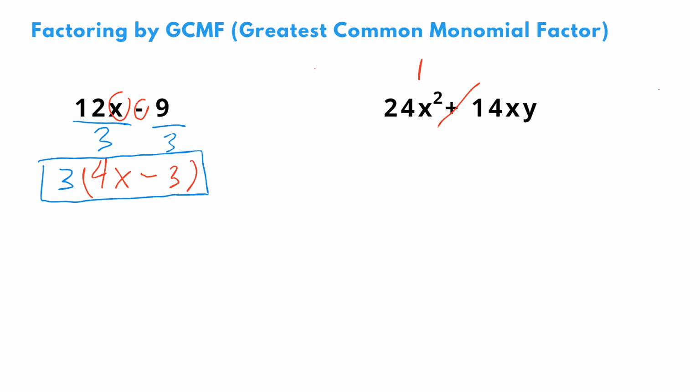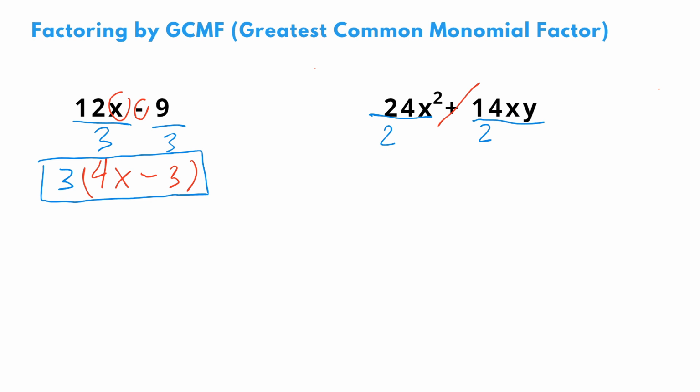Okay, so let's start first with the numbers or the coefficients. So we have 24 and then 14. What is the largest number that can exactly divide 24 and 14? Well, of course, we have 2, right? Can you think of any other number larger than 2 that can exactly divide 24 and 14? I guess there's none, right? It's only the number 2.